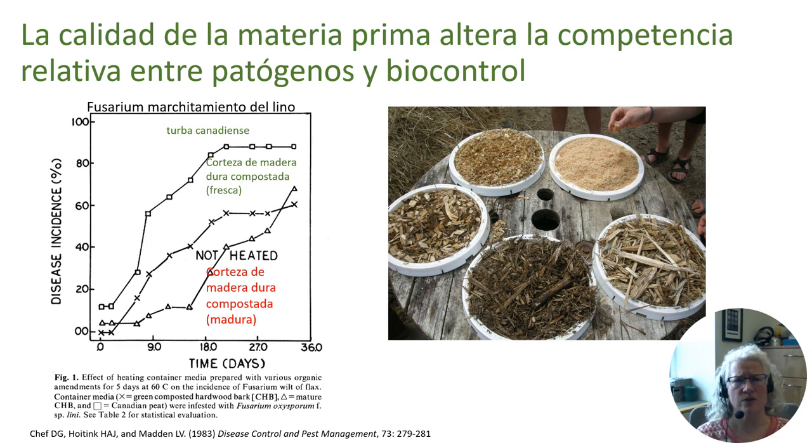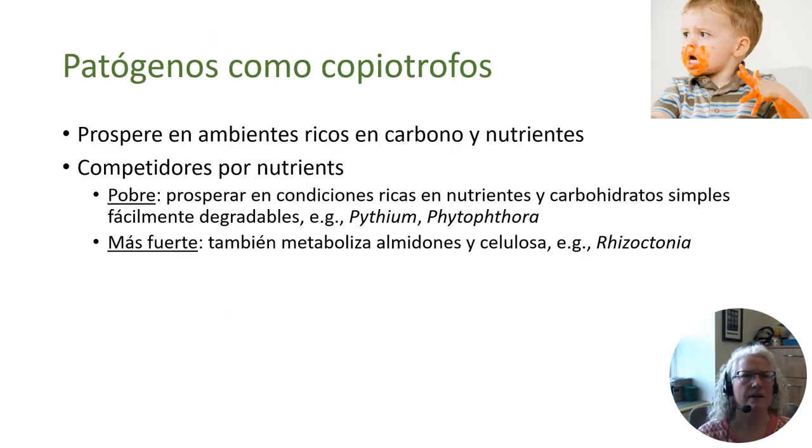So one generalization we can make is that most reliable disease suppressive composts are those made with woody materials like tree bark, wood chips, and woody yard trimmings. I pose a general hypothesis. The pathogens are copiotrophs, meaning they have a sweet tooth. What do I mean by that? I mean they do very well under high nutrient conditions. This is especially true for Pythium and Phytophthora that are poor competitors, which makes them reliant on high nutrient conditions to thrive.